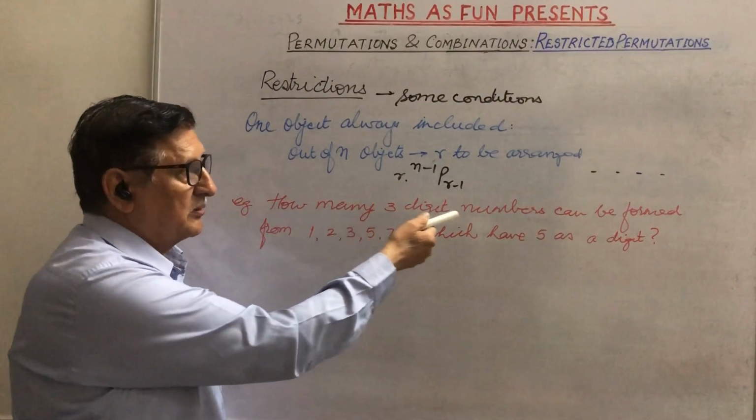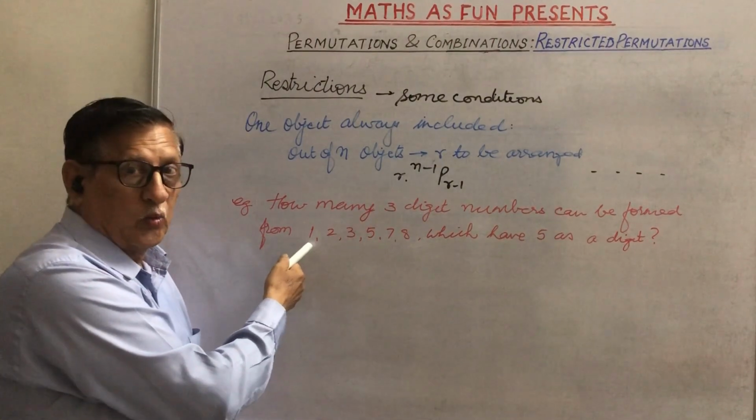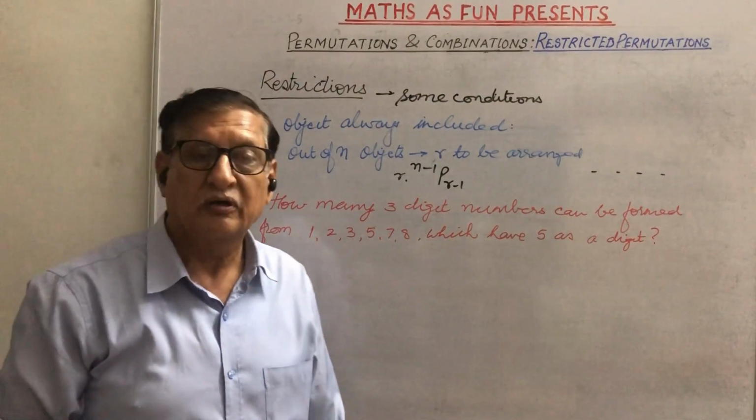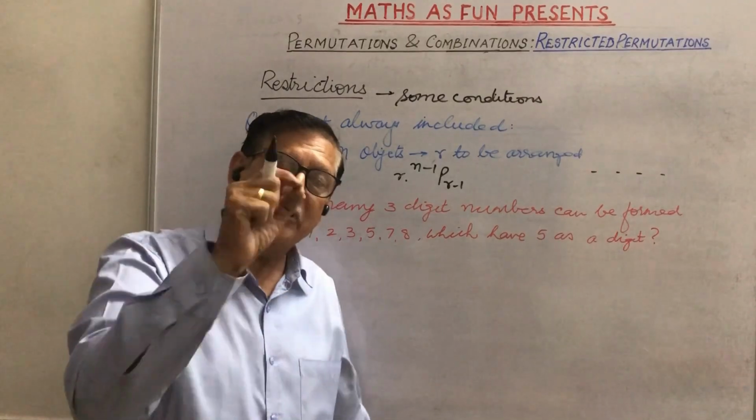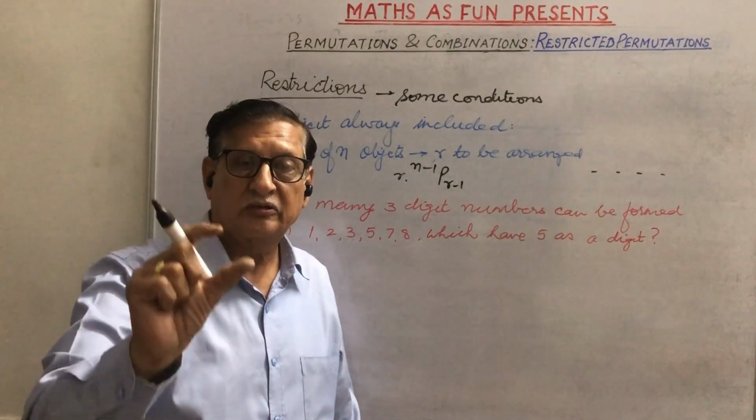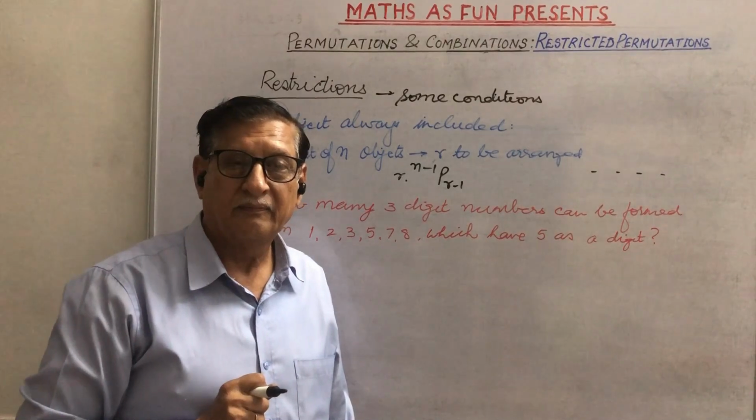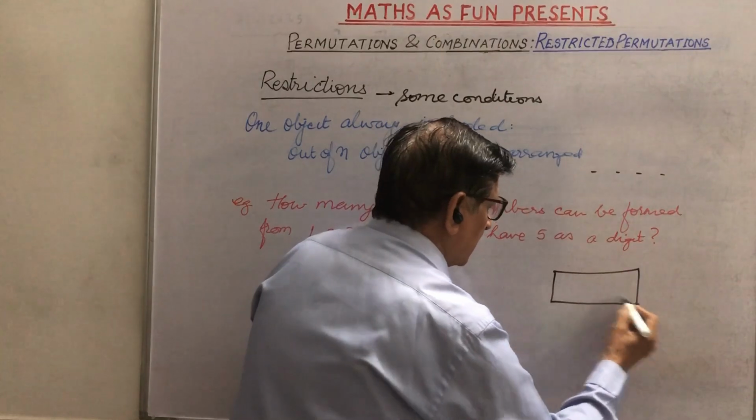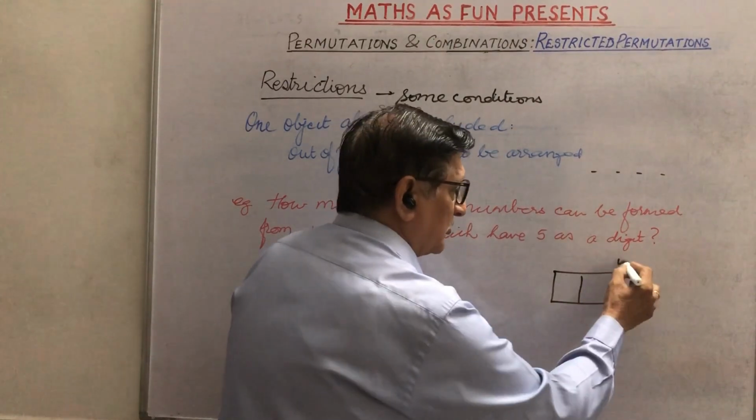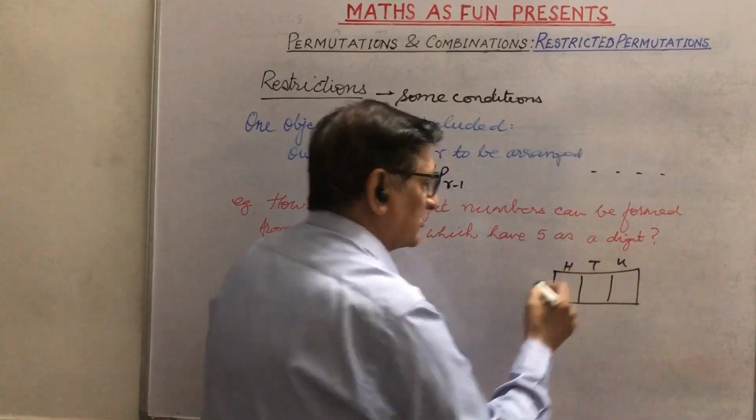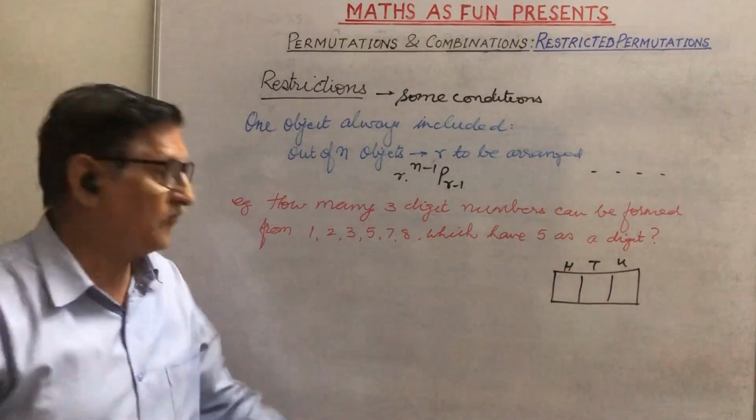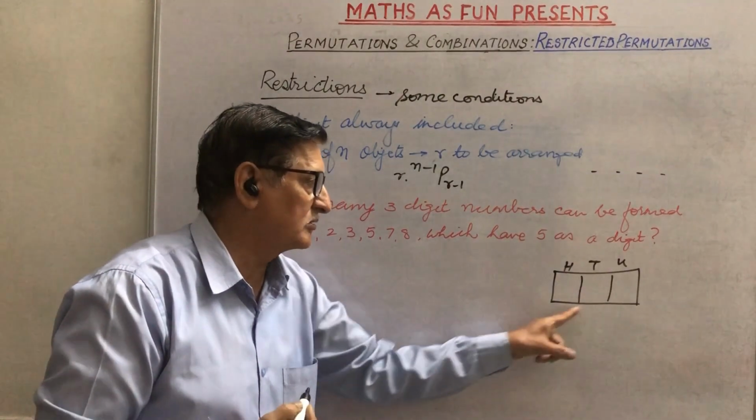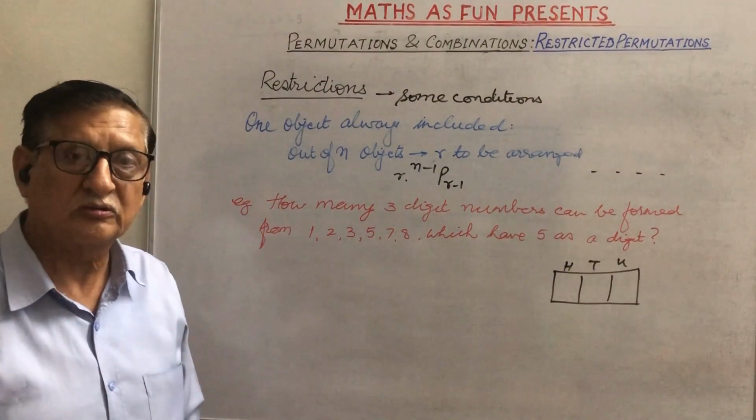How many 3-digit numbers can be formed from 1, 2, 3, 5, 7, 8 which have 5 as a digit? It means 5 will always be a digit in that 3-digit number. Now, you can see 3-digit number means we need 3 places. This is units, this is tens, and this is hundreds place. 5 can be at any place of this. It means 5 can occupy any of the 3 places in 3 different ways.